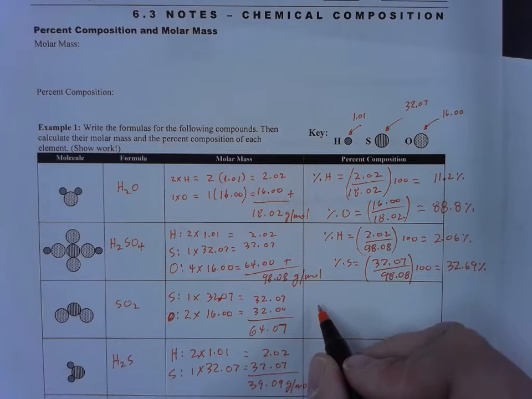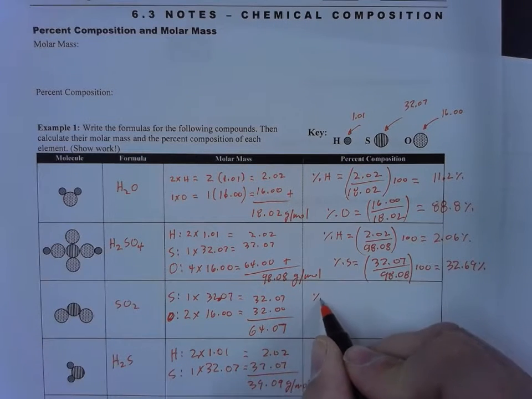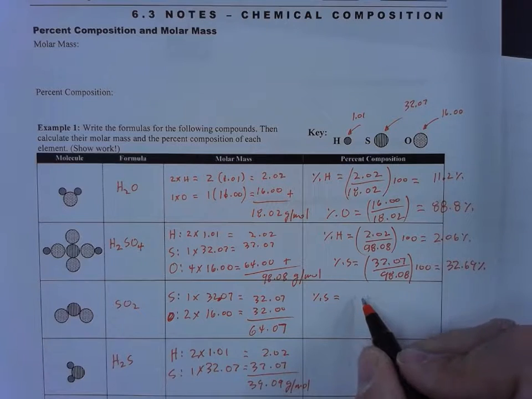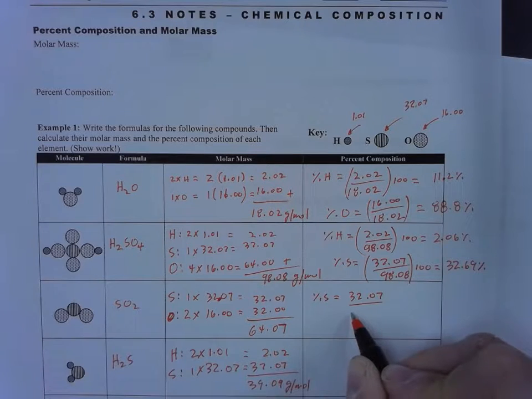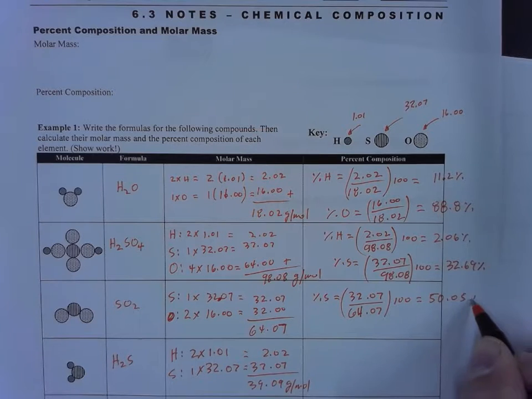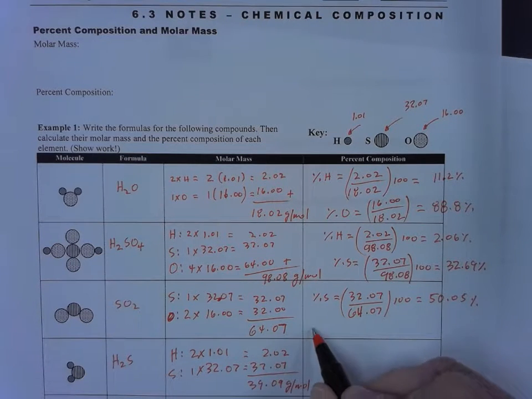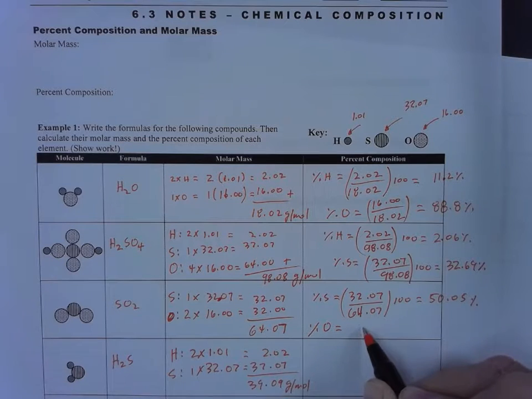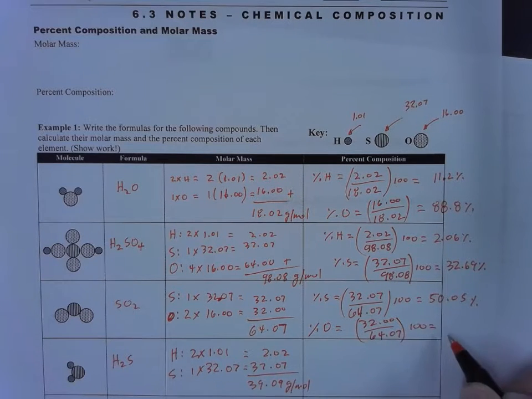Let's do percent sulfur here. SO2, percent sulfur equals 32.07 divided by 64.07 times 100. You could probably guess it's going to be 50% or something like that, 50.05. Percent oxygen, 32.00 divided by 64.07 times 100, 49.95.